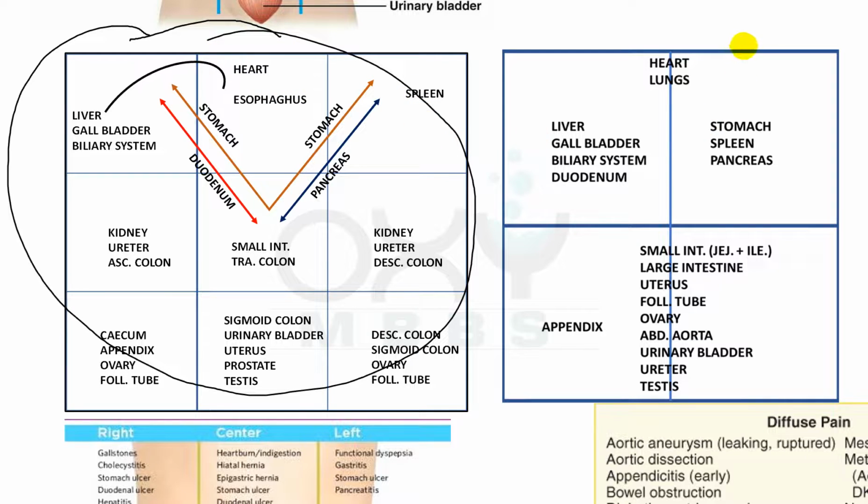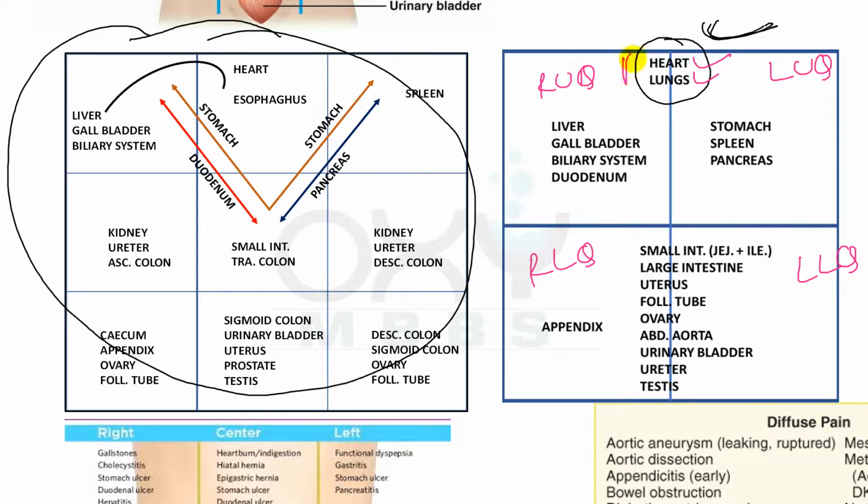Now coming to different organs in different quadrants. Heart and lungs are present in both sides. This one is the right upper quadrant, this one is the left upper quadrant, this one is the right lower quadrant, and this one is the left lower quadrant. If there is any pathology in the heart and lungs region, then because there is a right lung and a left lung, if there is pathology in the right lung, you will find pain in this quadrant, and if there is pathology in the left lung, you will find pain in this quadrant. But if there is any pathology in the heart, then you will find pain in both quadrants.